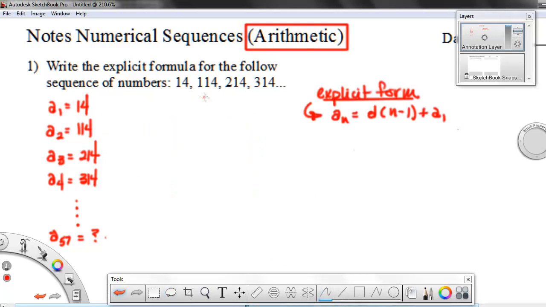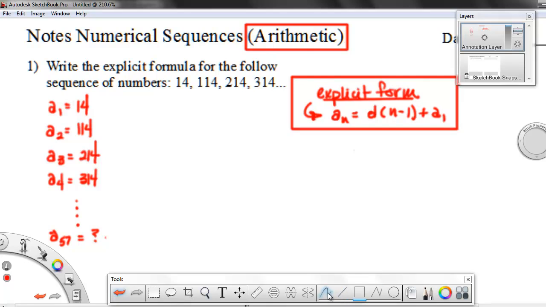Okay, now we're going to go ahead and find the explicit formula for this. We'll start by finding a1, which we already know, and then we also need to find d. So a1 is the first term of the sequence, which is 14. D, remember the formula for that is we choose one and we subtract the one before it.